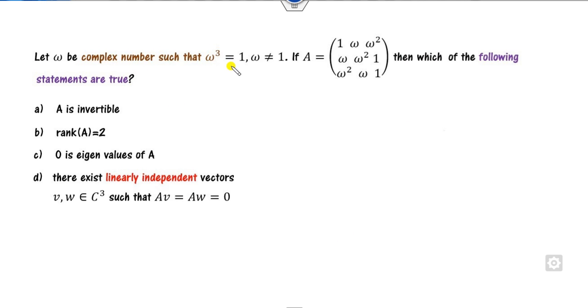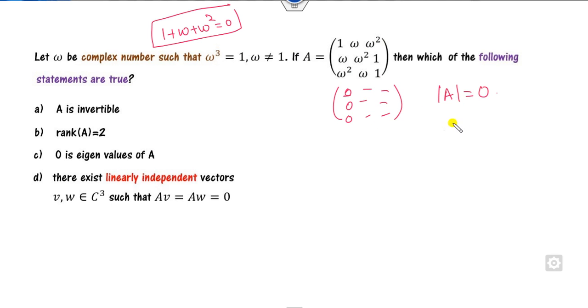Okay, if omega is a complex root such that here, then you have to find. So we all know this value will be 0. Now if you add them row-wise, it will be 0, 0, 0. So what is the determinant of this? 0. So A is invertible, not possible. Rank of A is 2 because the rank of this is 0, so it will be less than 3 here. 0 is one of the eigenvalues, that's correct.